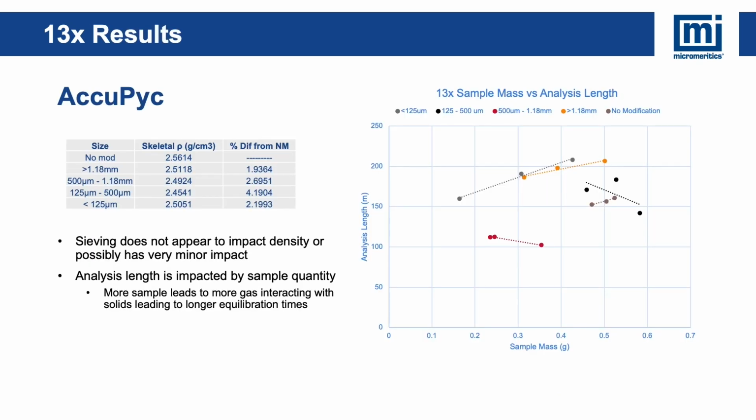Density results are consistent across the different size ranges. Slight variations are most likely due to sample quantities used. The overall trend for analysis length does not appear to depend on the particle size. The analysis length increases as the sample quantity increases.